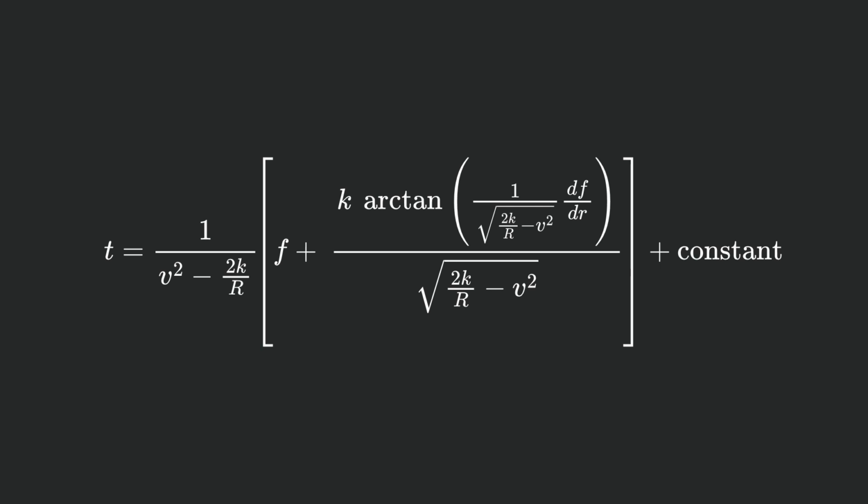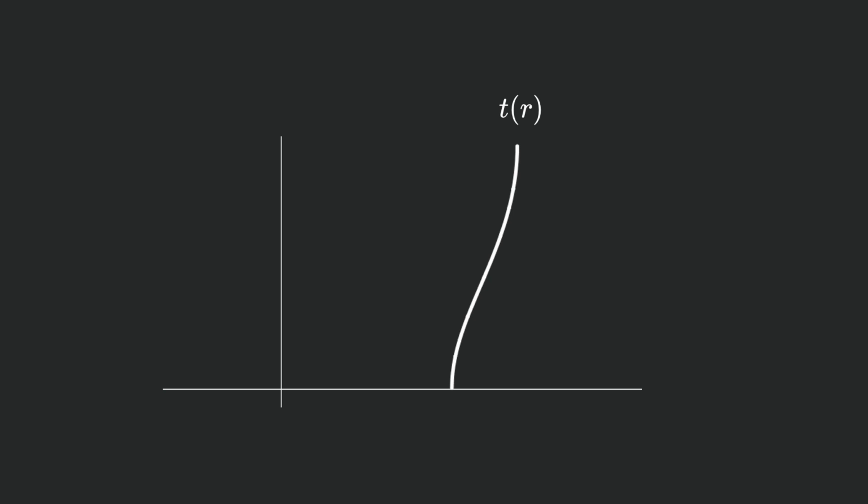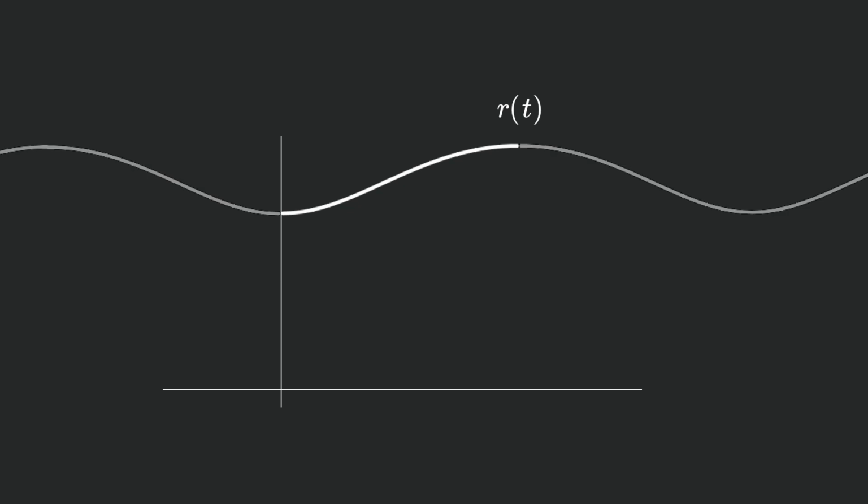Everything that appears here are things we can know, and it has this shape. This is t as a function of r. To find r as a function of t, we have to flip the graph like this. Now we need to complete the graph symmetrically to satisfy the equation we saw before.